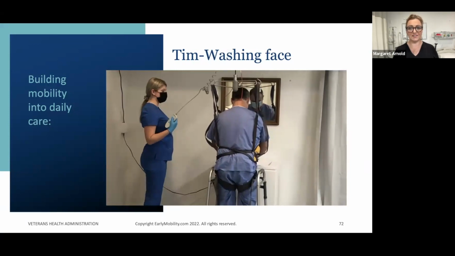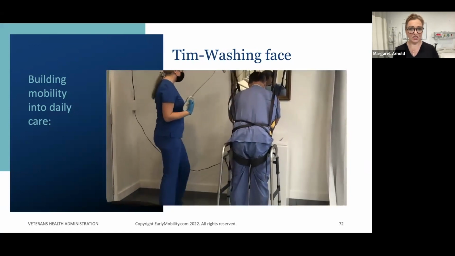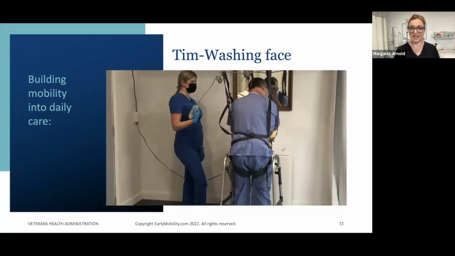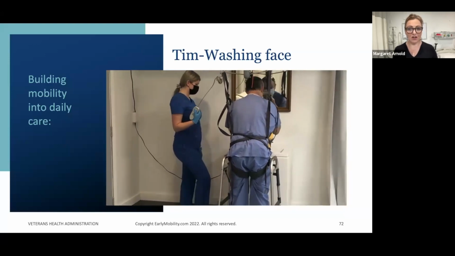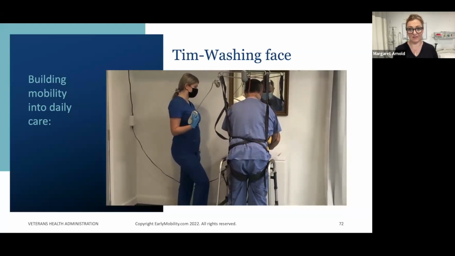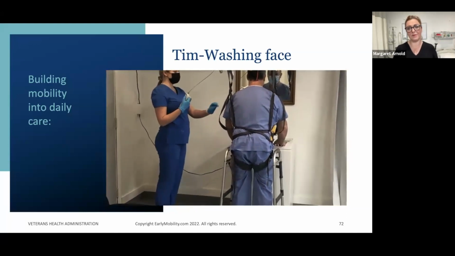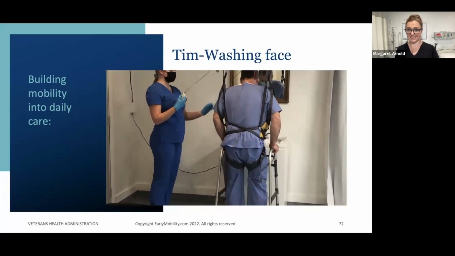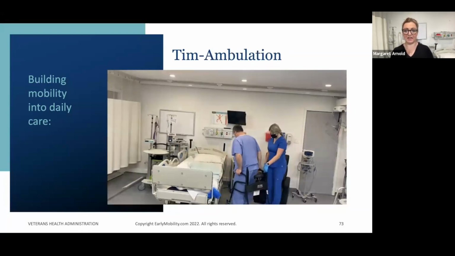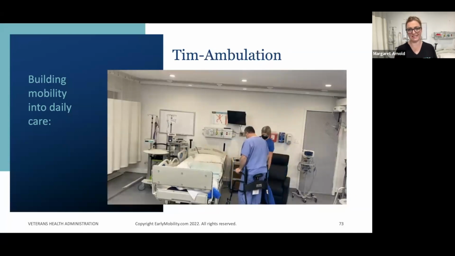So Tim is washing his face in an ambulation harness, a walking sling. If he loses his balance, it's not a problem. He is safe. We talked earlier about the difference between a ceiling lift and a floor-based lift for getting to the sink. Ambulation for a patient who just has a little bit of unsteadiness.